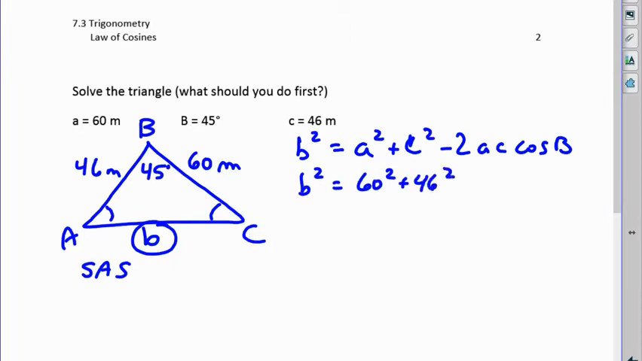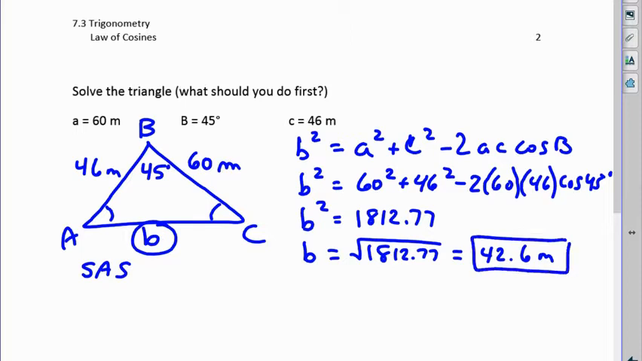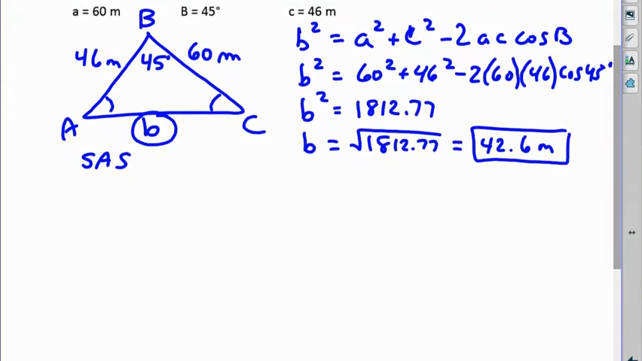60 squared plus 46 squared minus 2 times 60 times 46 cosine 45 degrees, which I know is root 2 over 2. Hopefully you know that by now, but don't really need to use it. Okay, so we get B equals the square root of 1,812.77. We get 42.6 meters. We have now solved for side B, but we need to get angle A, and we also need angle C.